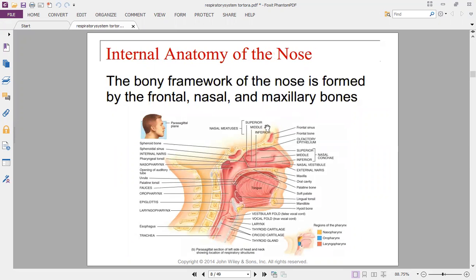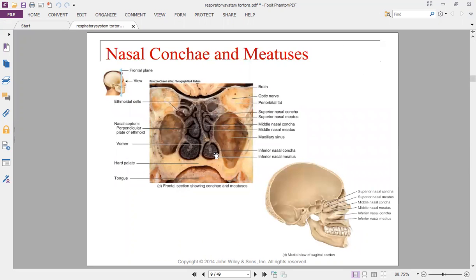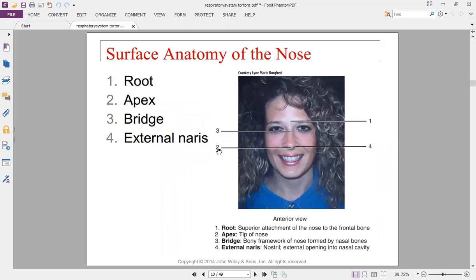The internal anatomy, as I've already discussed, includes nasal conchae and the associated structures. The nasal conchae allow the air to come into contact, and the air loses speed, and it gets warmed up as well. In doing so, it gets filtered as well. So the surface anatomy of nose includes the root, the apex, the bridge, and the external layers. You can see this is the root.